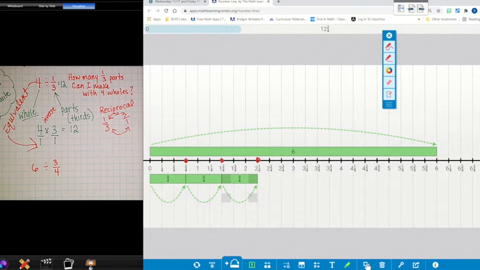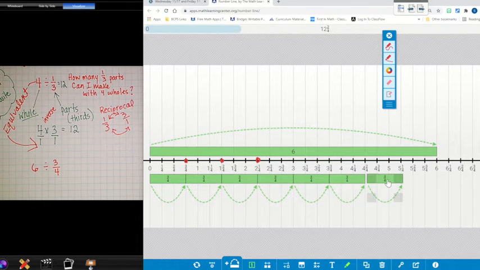I love this tool. For me, I'm a visual learner, so it makes sense to me to see this on a number line. I'm just skip counting by groups of 3/4. How many of these 3/4 can I fit into 6? And I have it done. Okay, and again, if I'm using my hopper tool, 1, 2, 3, make a dot. 1, 2, 3, and you can just keep going.